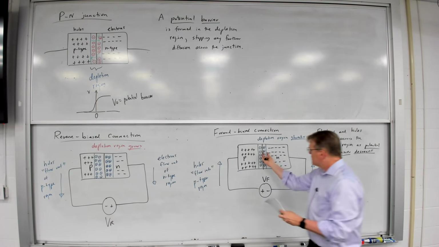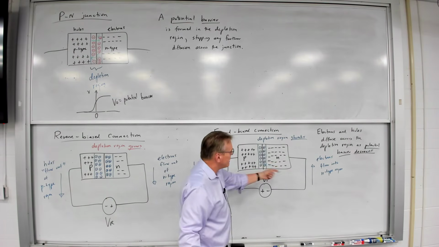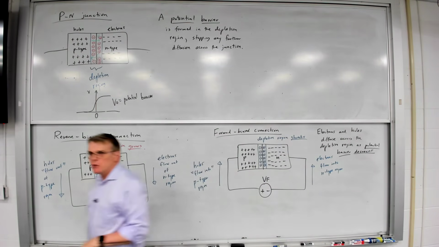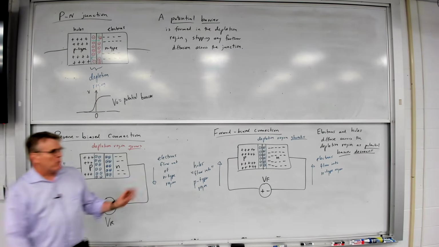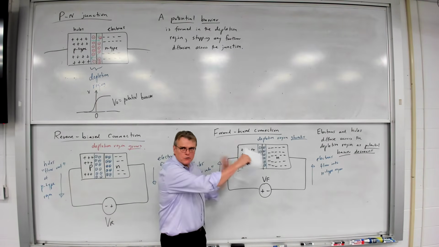So as we start squeezing this depletion region and shrinking it, the potential barrier is also going to decrease. And now we're going to see more diffusion of carriers across that junction.